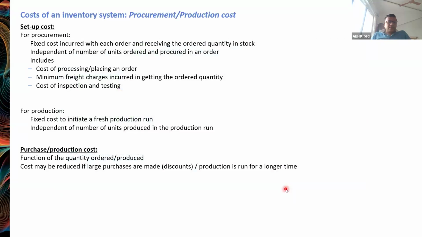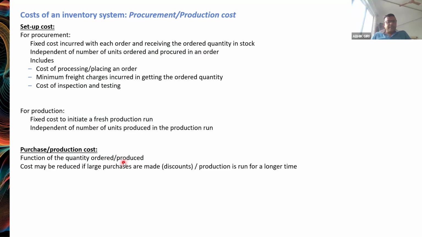Okay. Now, these are some of the costs of an inventory system. The first one is procurement or production cost. Let's first come to the variable cost part. Whenever there is a production, there would always be a cost, which is a function of the quantity that you order or produce. Order is when you are getting from a supplier, and producing is when you're producing in your internal factory.